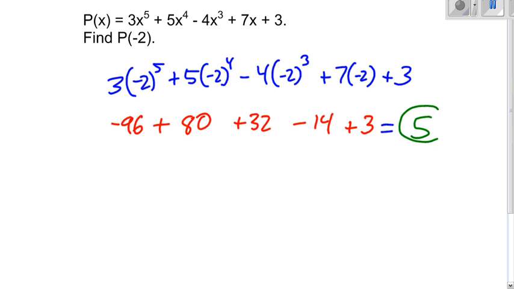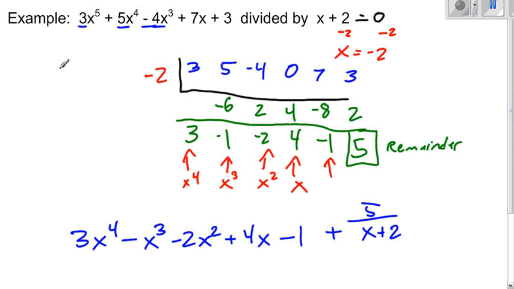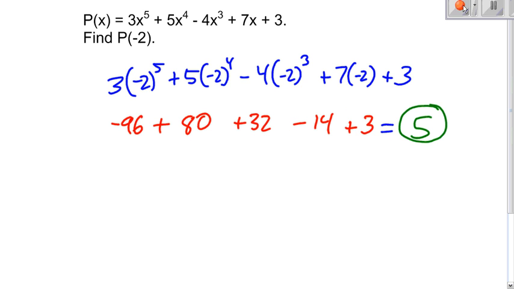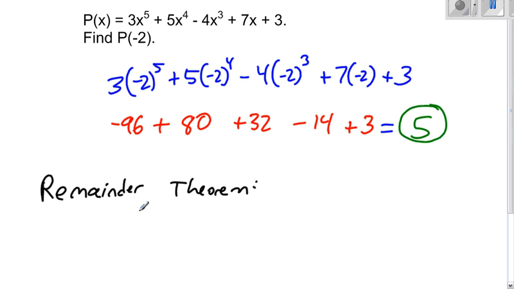Now, if you remember, 5 was actually the remainder. And there's actually a theorem about this, and it's not very creative, but it's called the remainder theorem. And basically all that it states is when you divide, the remainder is the output. The remainder is the output.